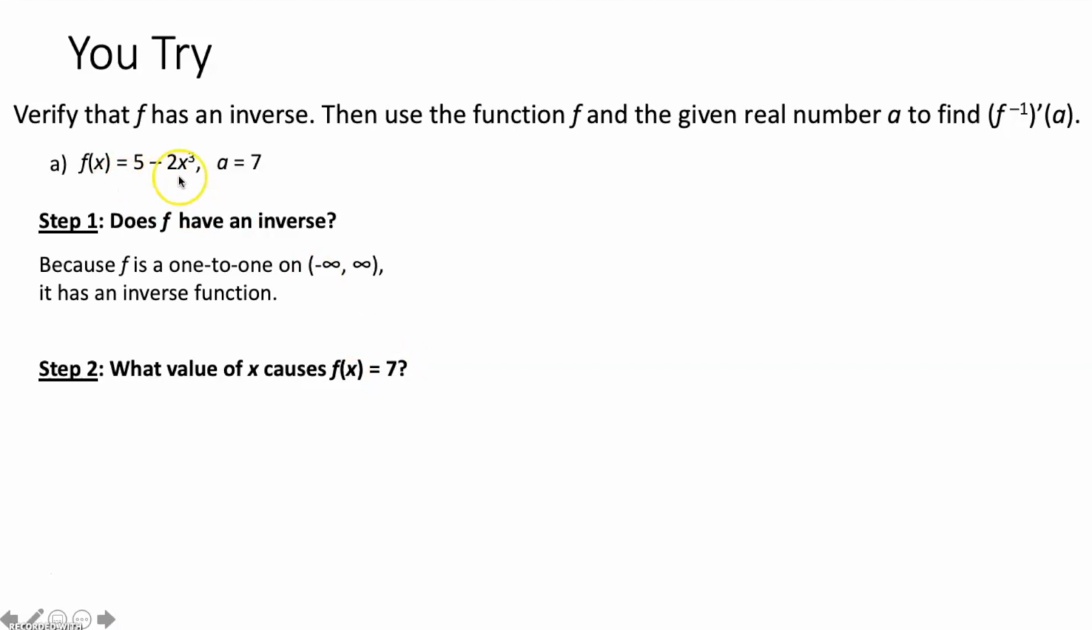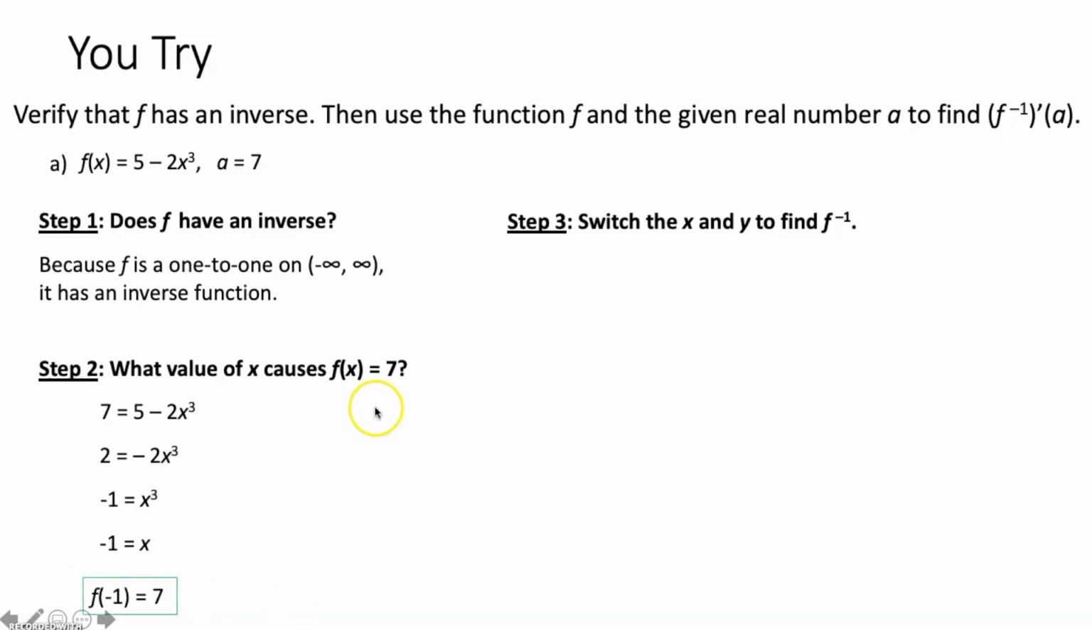Well, I set this function equal to 7, and this one, I don't have to graph. I can actually solve this out. So I can subtract 5 on both sides, divide both sides by -2, and cube root both sides. And when I do that, I get x is equal to -1. That means that f of -1 is equal to 7. Now, why does that help? Because in step 3, what I can do is switch the x and the y and make it f inverse. So f inverse of 7 is actually equal to -1.